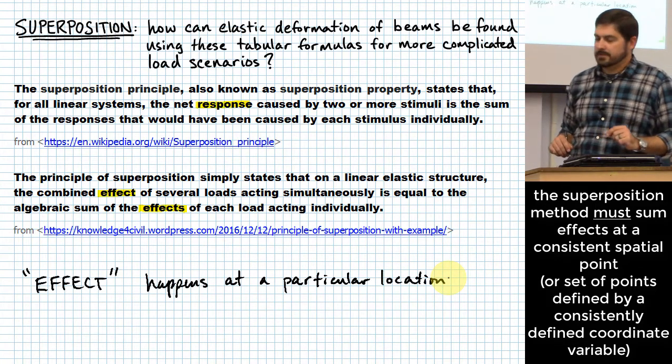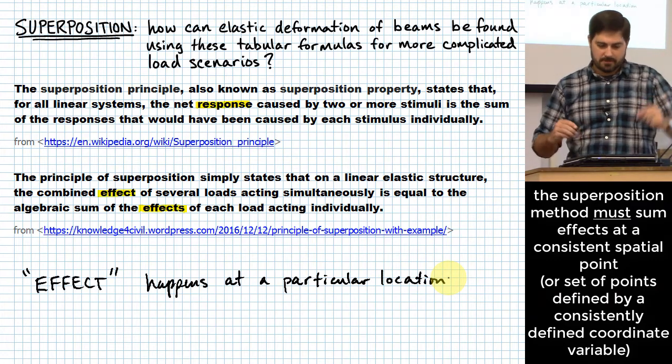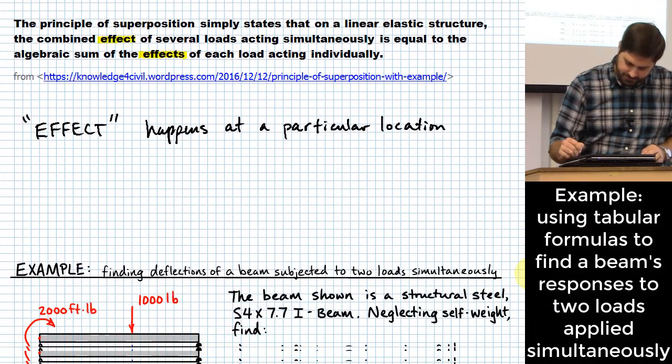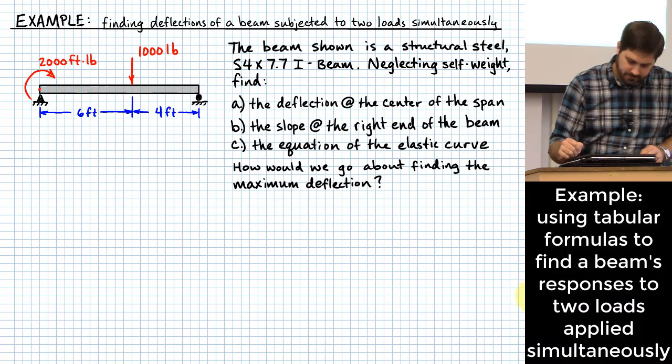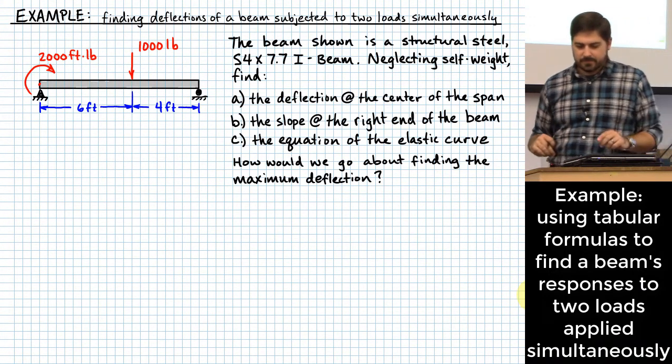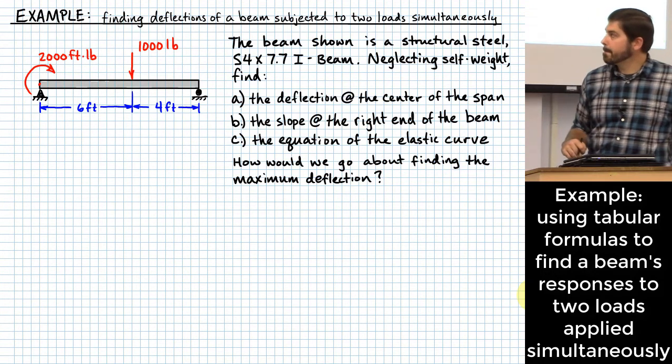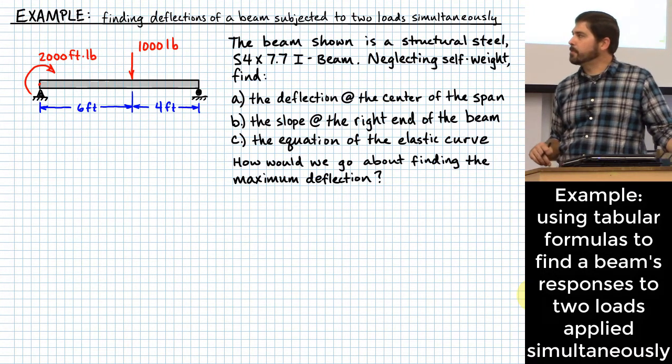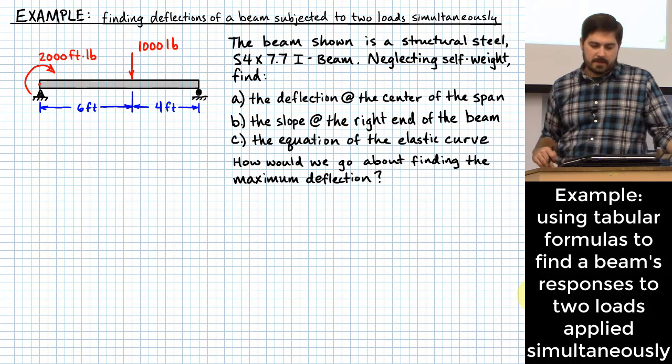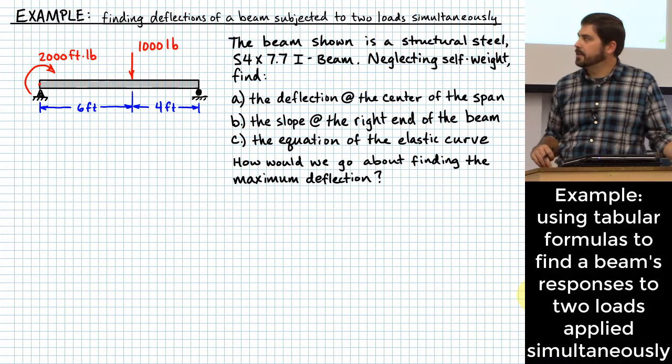All right. Shall we do an example? Okay, here we have a beam. It's simply supported. It has a 1,000-pound load being applied a little bit off center. Okay, 6 foot to one side, 4 foot to the other side. It also has a 2,000 foot-pound concentrated moment happening at the left end of the beam, clockwise.